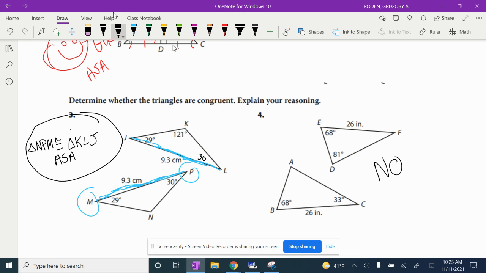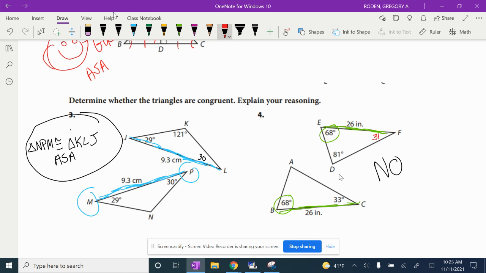So it looks like in this one, we're going to have to use this side here. So EF has to correspond with BC, right? So we got this 68 here and 68 here. So what's this F going to have to be in order for those two to be congruent, guys? 33? No. What is it? This is 31, ladies and gentlemen.